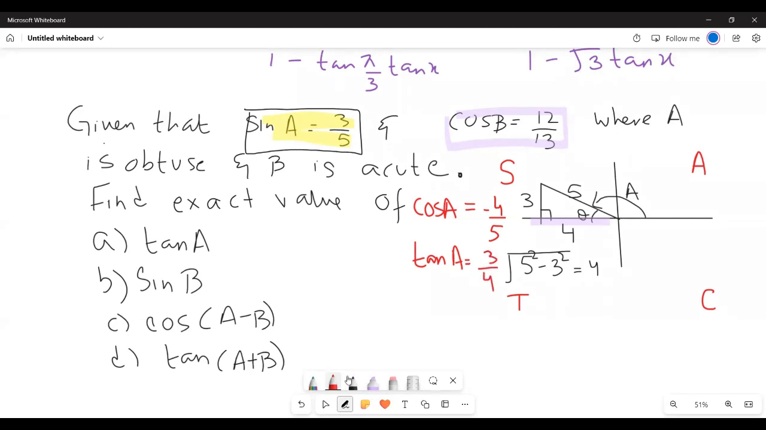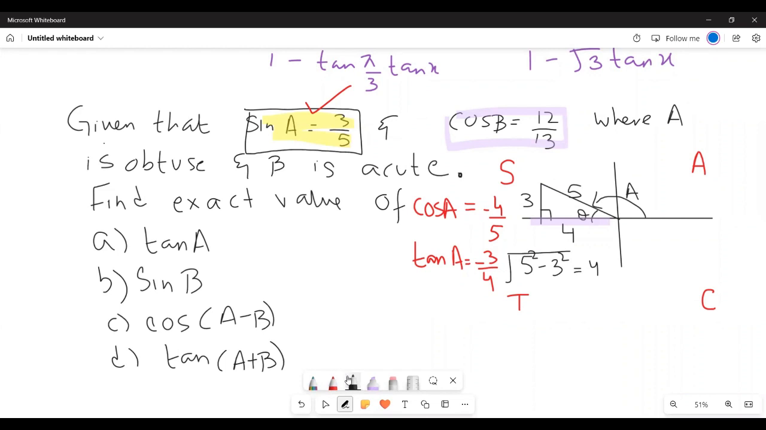However, we also know that if an angle is obtuse, that is, if it is in the second quadrant, only sine theta is positive. So tan will also be negative. So we know that sin A is this, and cos A is this, and tan A is minus 3 by 4. Now let's take a look at B, cos B.